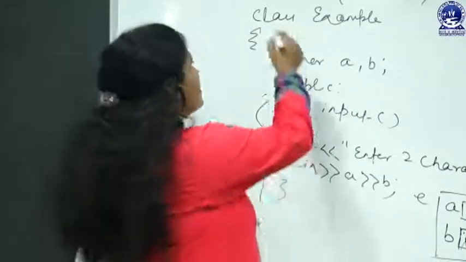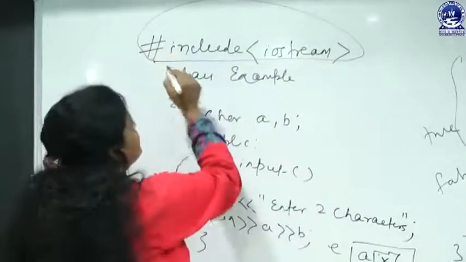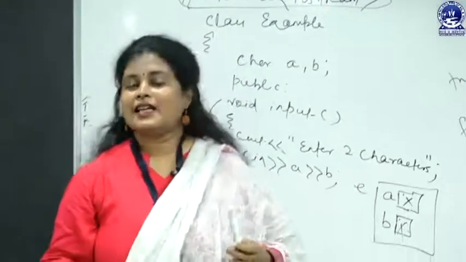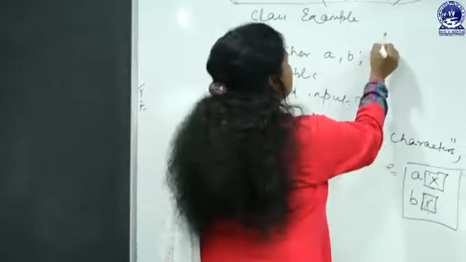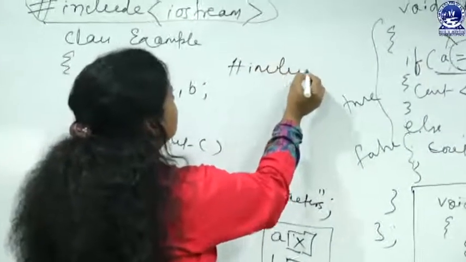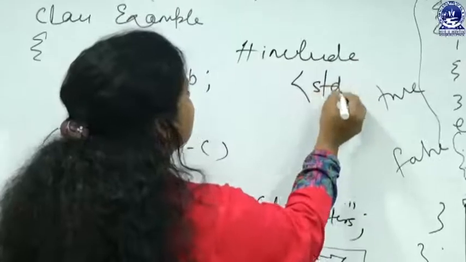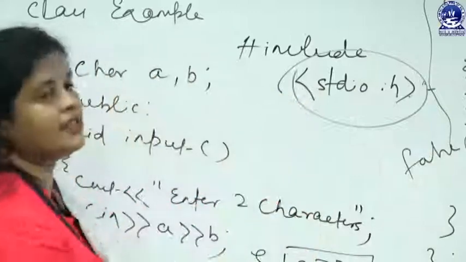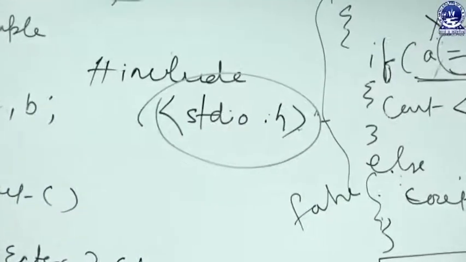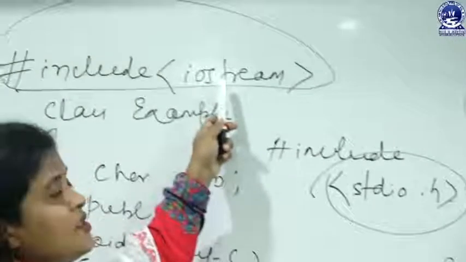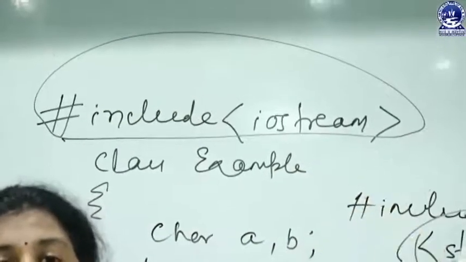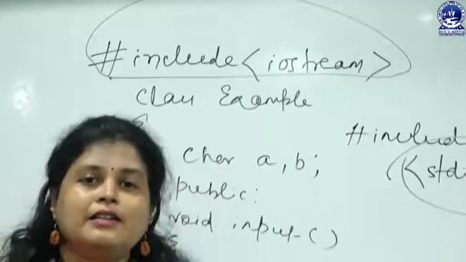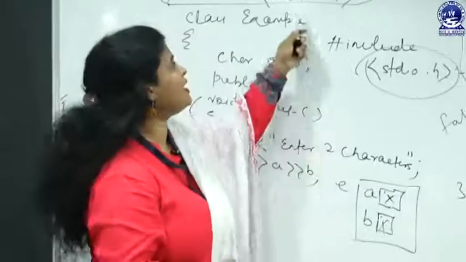In today's program, I am using hash include iostream in all the programs. What is the meaning of this? Just like in a C program, you have used hash include stdio.h, standard input output dot h file. Similarly, here we are using iostream. Iostream represents input output stream. Whatever input output operation you are doing, all the details, all the coding are available in iostream.